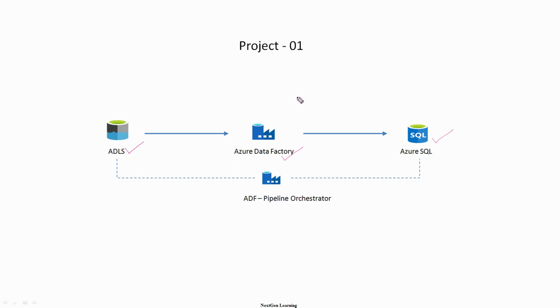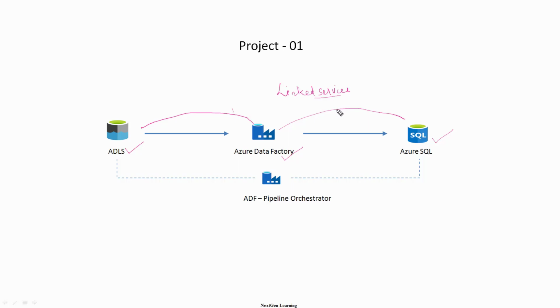So for that we create a service called linked service. A linked service is nothing but the connectivity information. So we will define that connectivity information. For example, from ADF to ADLS connection, we need to create one linked service. Similarly, from ADF to SQL connectivity, we need another linked service.